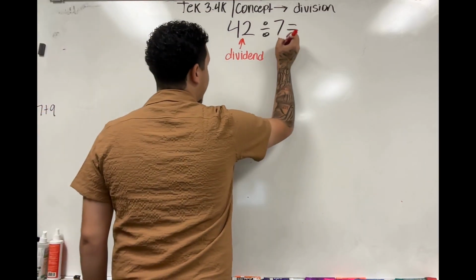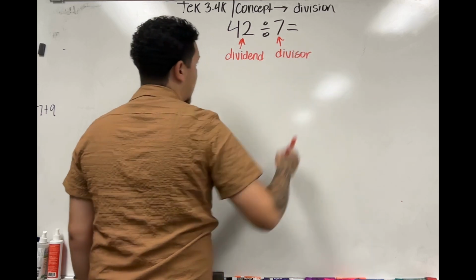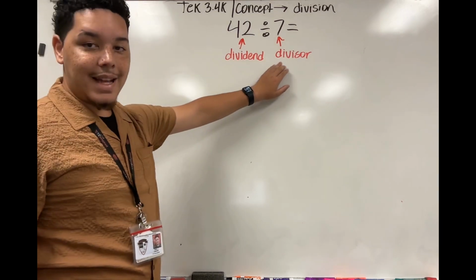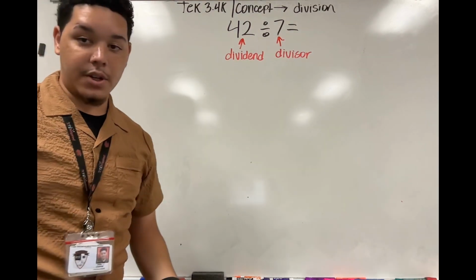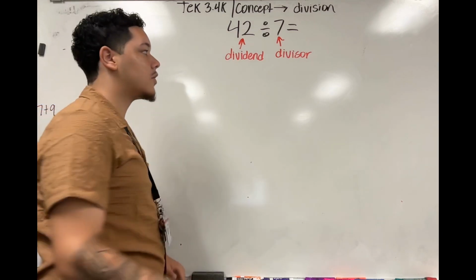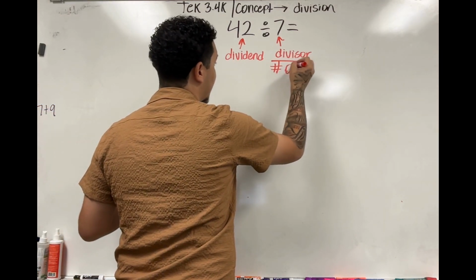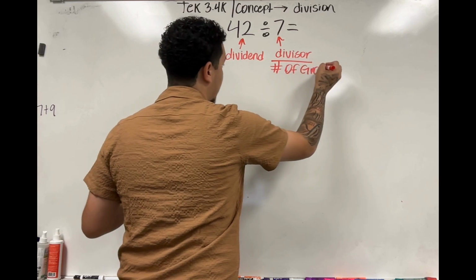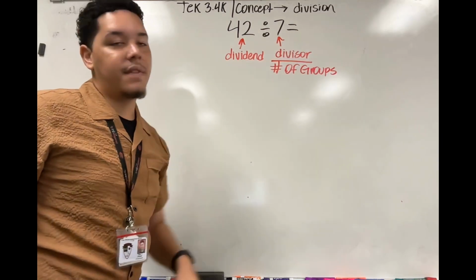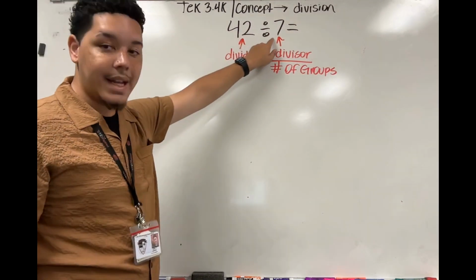7 will actually be our divisor. And what I like to remember when it comes to divisor is that it is the number of groups that we're going to draw. Remember, division is somewhat similar to equal groups. So I'm going to draw 7 equal groups. I'm going to remind myself that this is the number of groups. And what I'm looking for is my quotient.